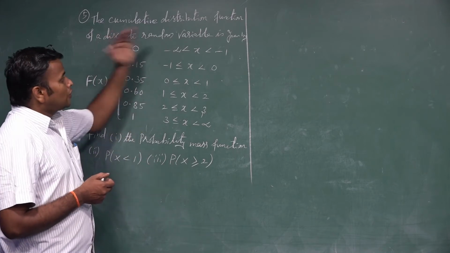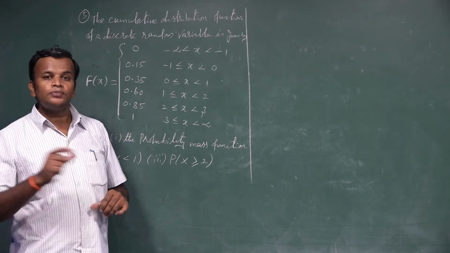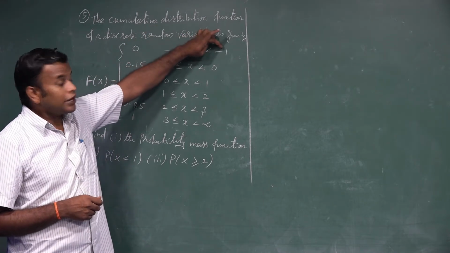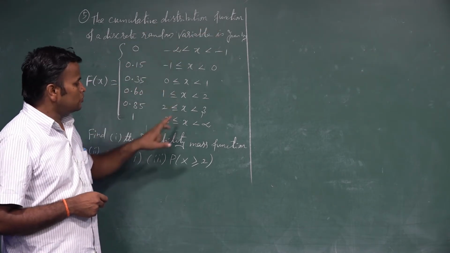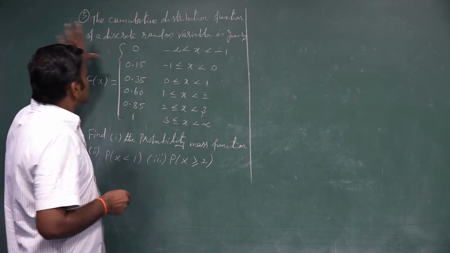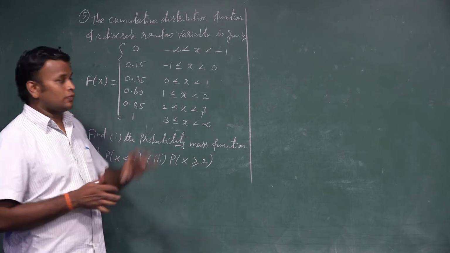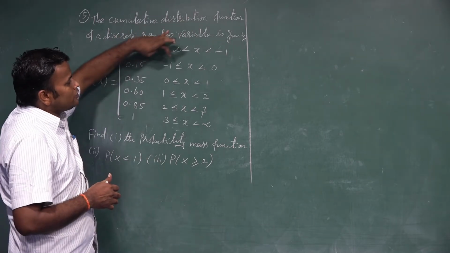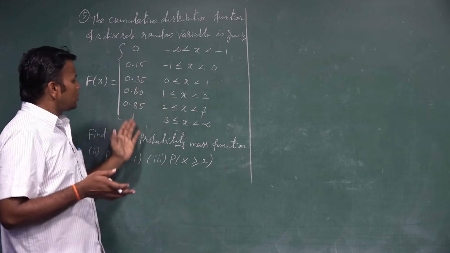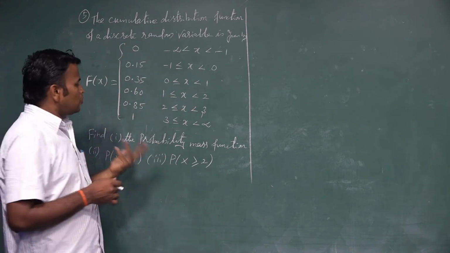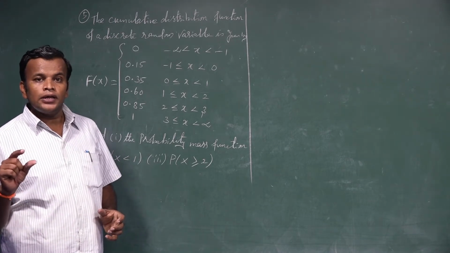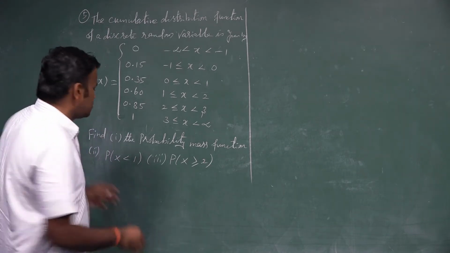In this sum, the random variable is given as: minus infinity less than x less than minus 1, minus 1 up to 3, and 3 less than or equal to x less than infinity. Actually, it is a discrete random variable. X can take the values from minus 1 up to 3. All the remaining values are 0, and more than 3 is impossible. So it's a discrete random variable. First we identify the random variable values.